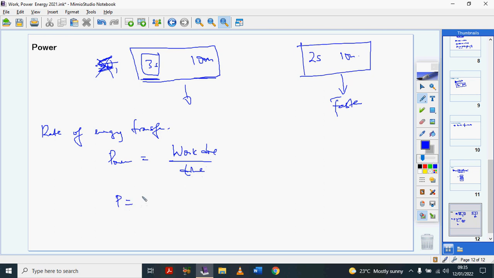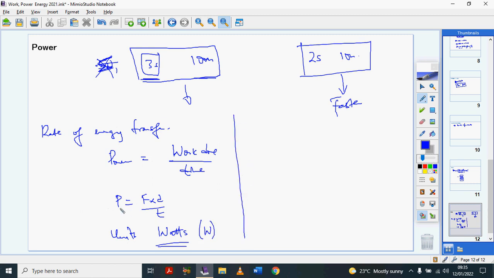In short, power is force times distance divided by time. The units for power are watts, named in honor of someone called Watt. You can look him up, look at some of his accomplishments. But the units for power are watts, which is just a capital W.